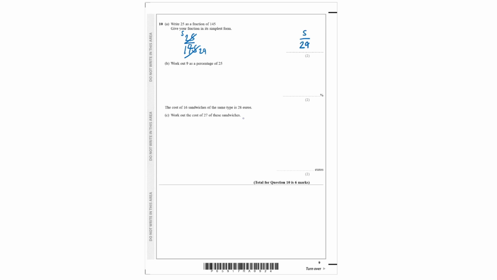Work out 9 as a percentage of 25. So we simply have 9 divided by 25. And since it says percentage, we have to multiply by 100. 100 divided by 25 cancels out, so we have 4 here. And we have 9 times 4, which gives us 36%.